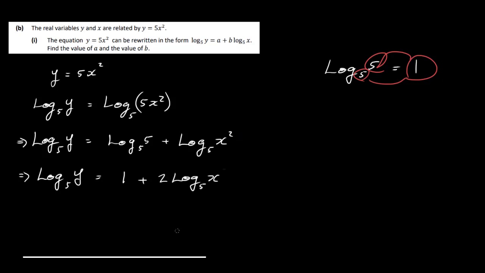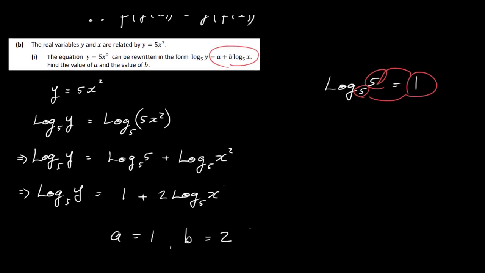Okay, so what we've ended up with on the right-hand side is 1 plus 2 log x to the base 5. So you can see that we've ended up with this kind of format here, and we can just read off the a and the b. In other words, a here is just going to be 1 and b is going to be 2. And that's it for part B1.